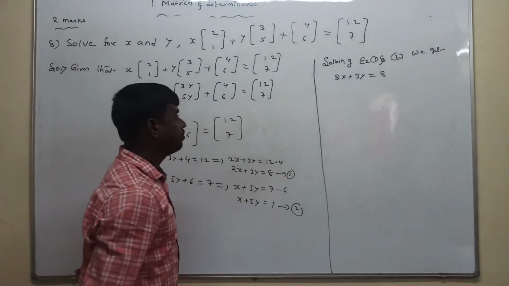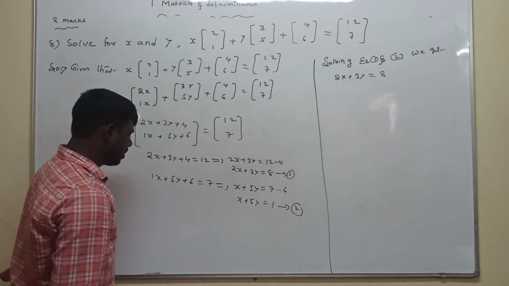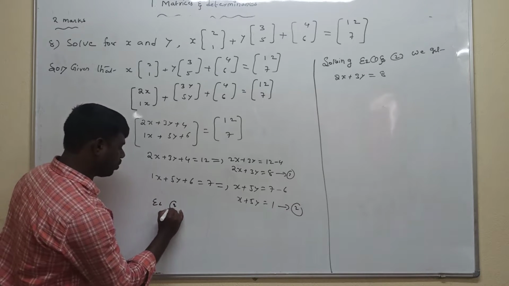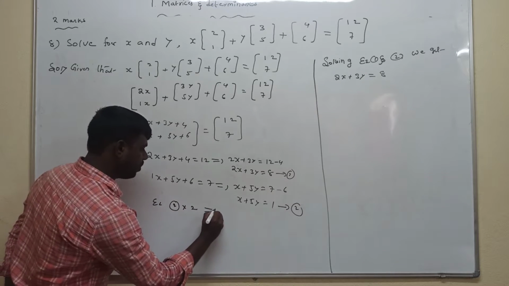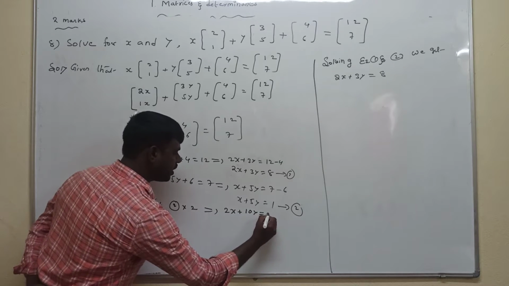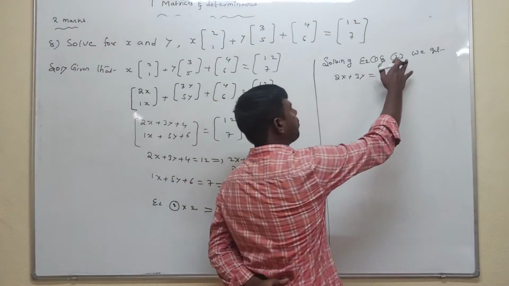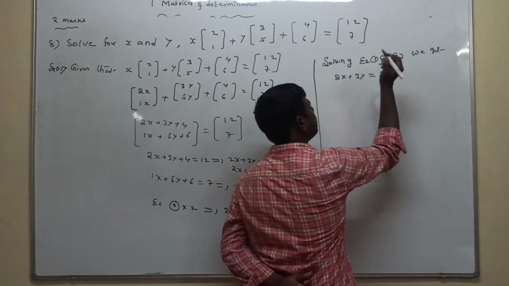Next, observe here, the x coefficient 2 is there, but here the x coefficient is only 1. That's why equation number 2 is multiplied with 2, we get 2 into x is 2x, 2 into 5 is 10y, is equal to 2. Consider this equation number 3. Now solving equation 1 and 3.